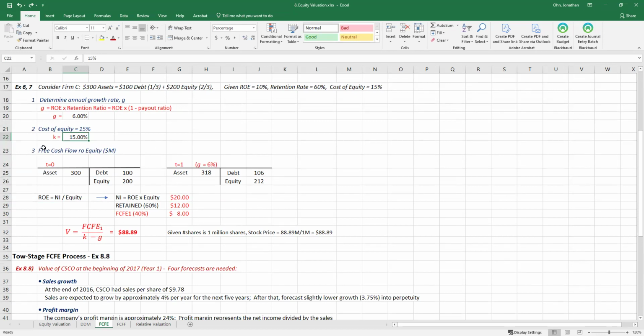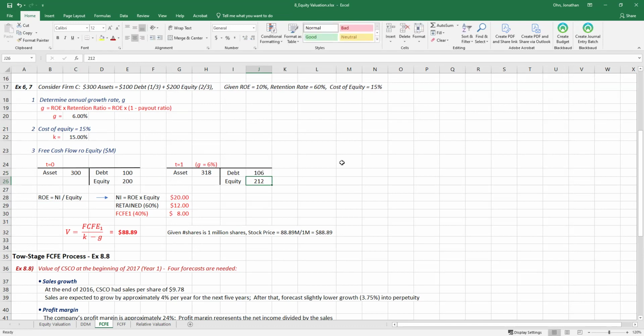Now, let's calculate. We are given 300 million, 100 million, and 200 million for this balance sheet. So 300 million assets include debt financing of 100 million and equity financing of 200 million, right? And the growth rate is 6%. So all these assets grow at 6%. So this 300 is 300 times 1 plus 6%, which is 318. That is 100 times 1 plus 6%.